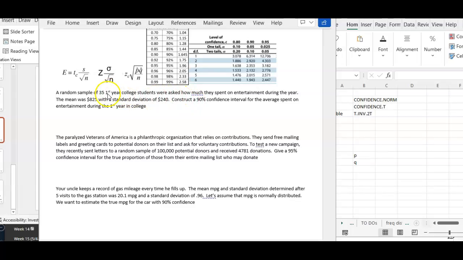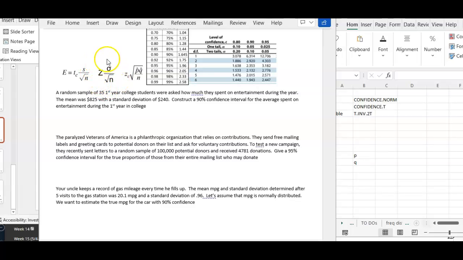Well, the first thing to note here is that we have a sample size greater than 30. We have 35, and we're talking about means. We have the word here, the mean was $825. We're looking for averages, so we're talking about one of these two formulas. This formula here is what we worked on this week, which is for proportions or percentages.